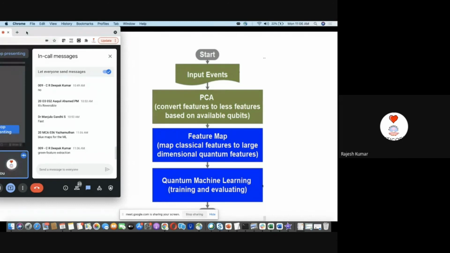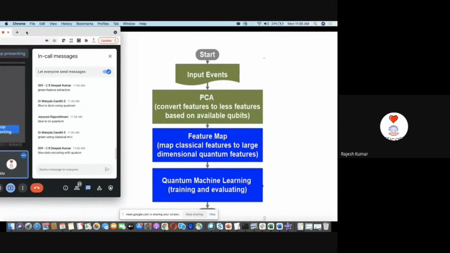Okay, Yal Amudan is saying blue maps for machine learning. Deepak is saying green is feature extraction. Okay, Madam is correct. Blue is done using quantum. So that's the idea here. Jayrani also is saying blue is quantum, green is classical machine. Yes. So that's the basic idea we need to get.